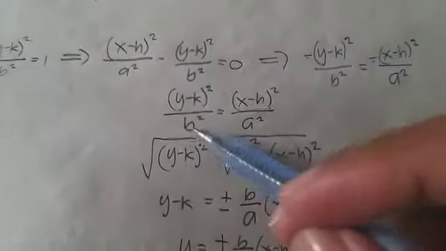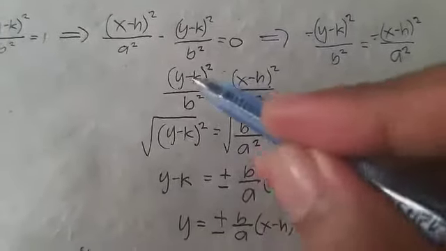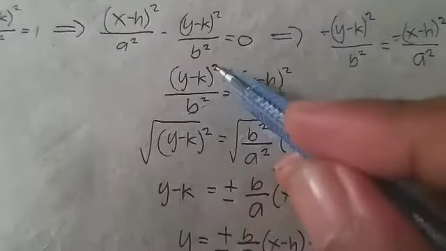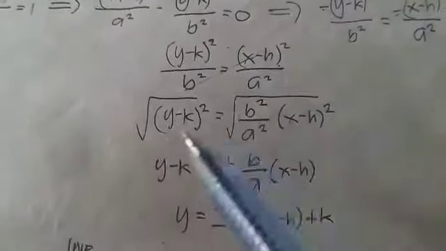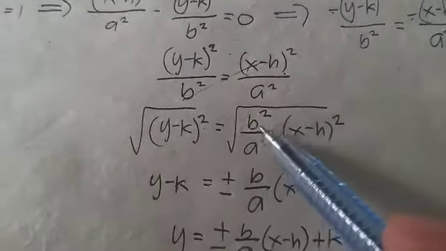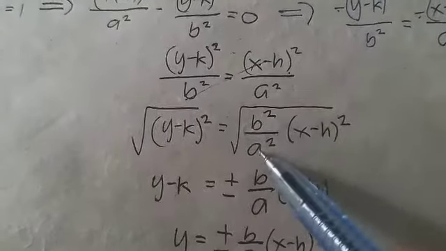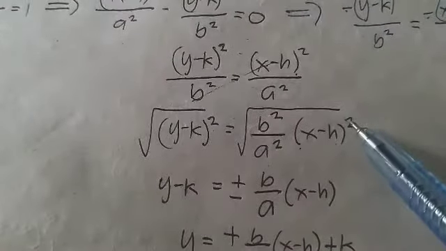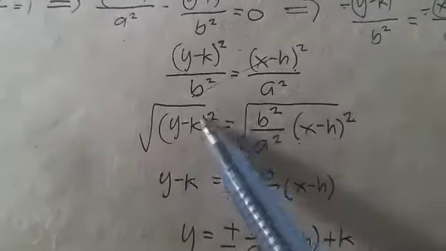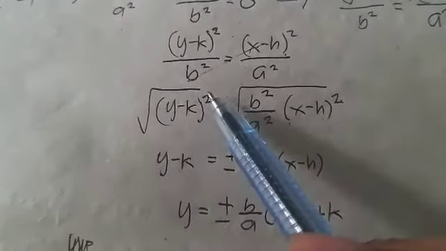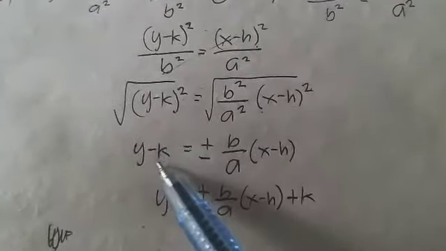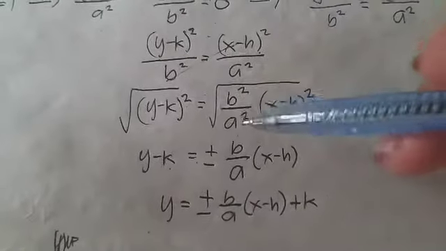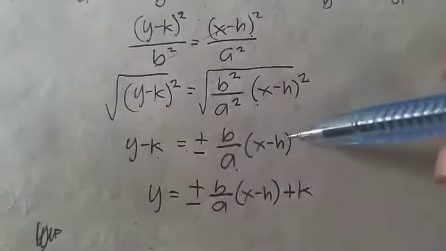Next thing to do is i-cross multiply. I-multiply na nato ng b dito para y minus k squared na lang mabilin. So, mao ni siyang y minus k squared equal to b squared over a squared times x minus h squared. Next, para matanggal si squared, atong gi-square root. So, square root, mabilin, y minus k equal to positive negative b over a times x minus h.